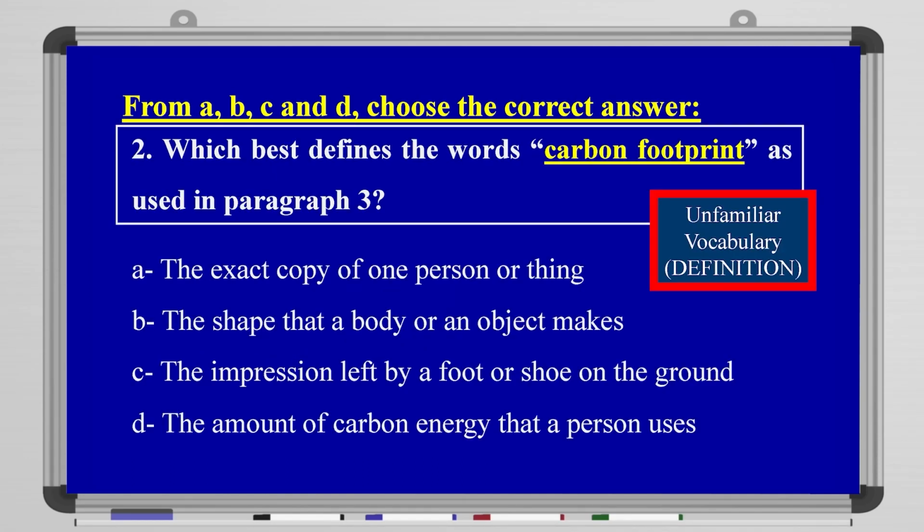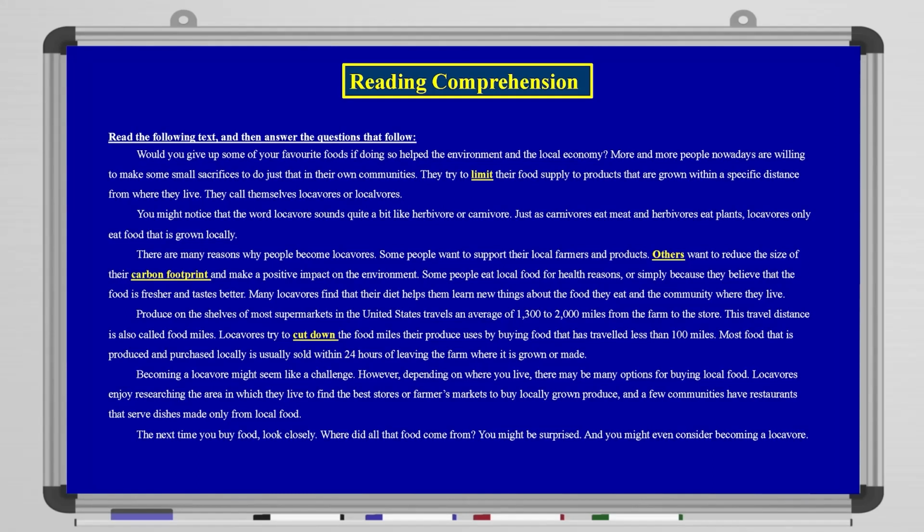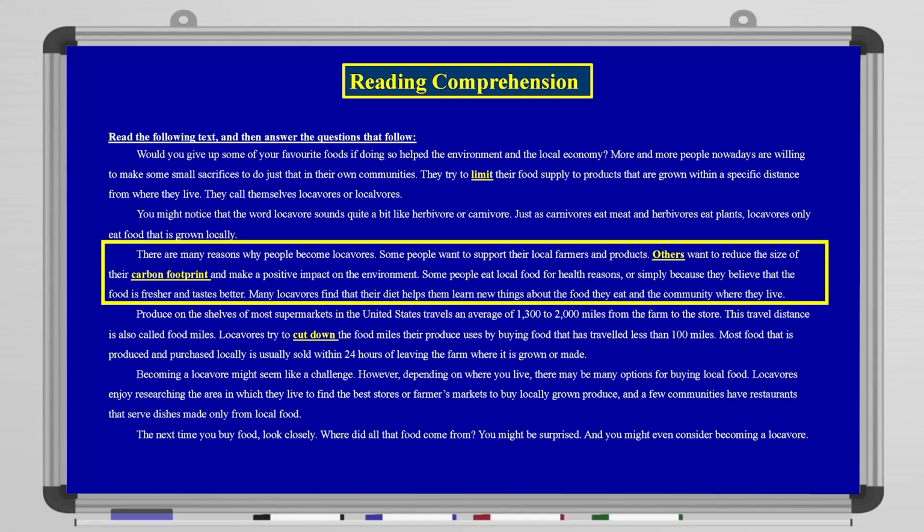Number 2, which best defines the words carbon footprint as used in paragraph 3? Does it mean the exact copy of one person or thing? Or the shape that a body or an object makes? Could it mean the impression left by a foot or shoe on the ground? Or the amount of carbon energy that a person uses? Let's go ahead and find paragraph 3 in the text. By the way, this is an unfamiliar vocabulary, and we want to find the definition of the word. So, we can find paragraph 3 here, and we can see carbon footprint. Let's read the sentence together.